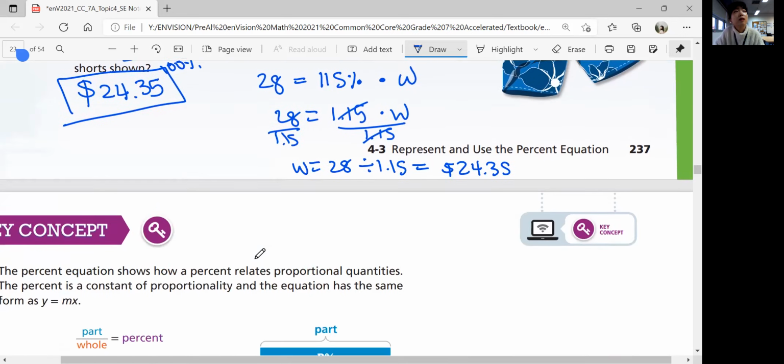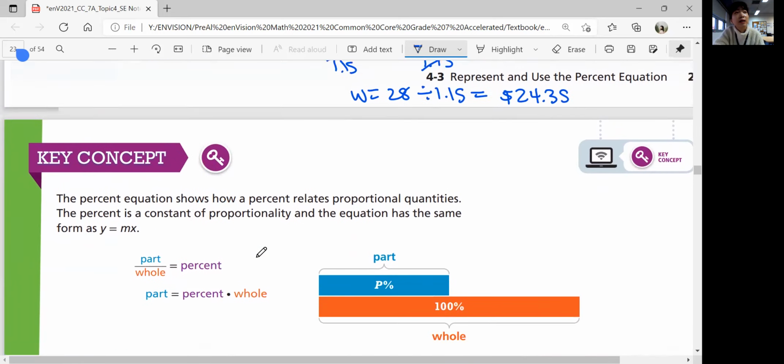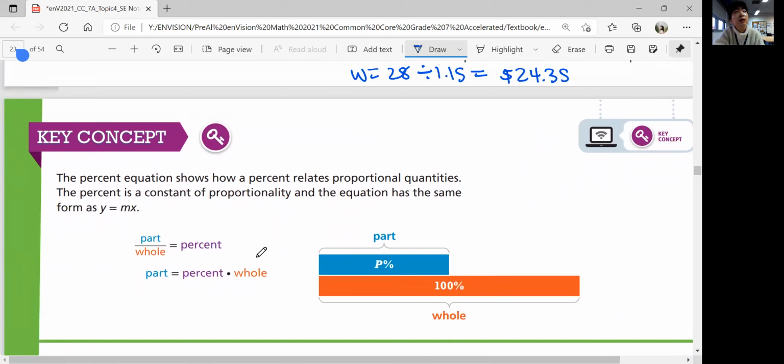All right, that was our lesson 3, represent and use the percent equation. In this lesson, we used the percent equation. It shows how a percent relates proportional quantities. The percent equation comes from the original part divided by whole is a percent. It's the constant of proportionality, and the equation has the same form as y equals mx.